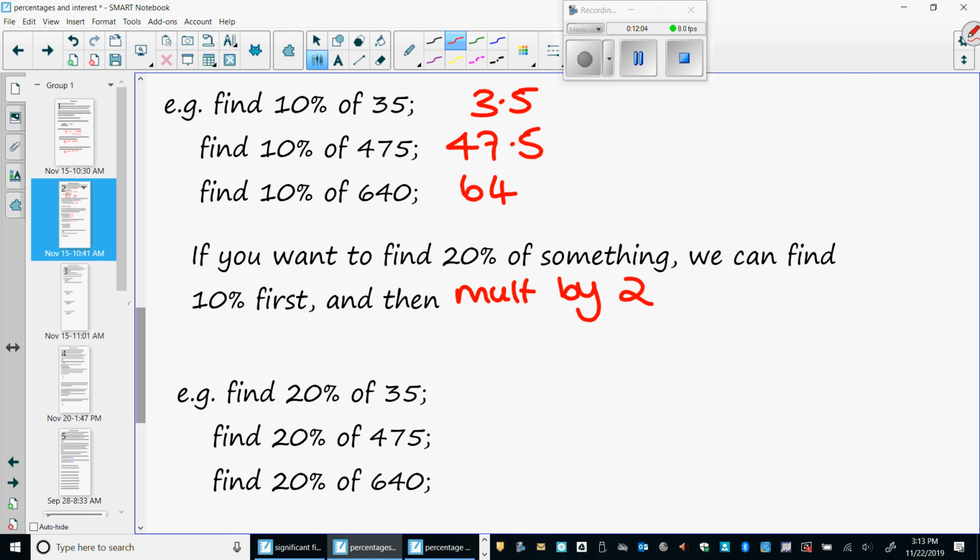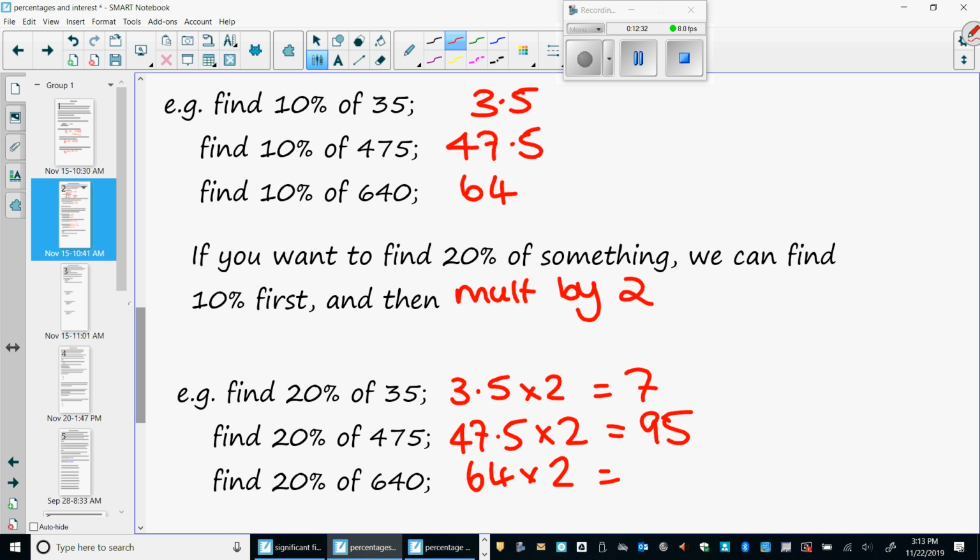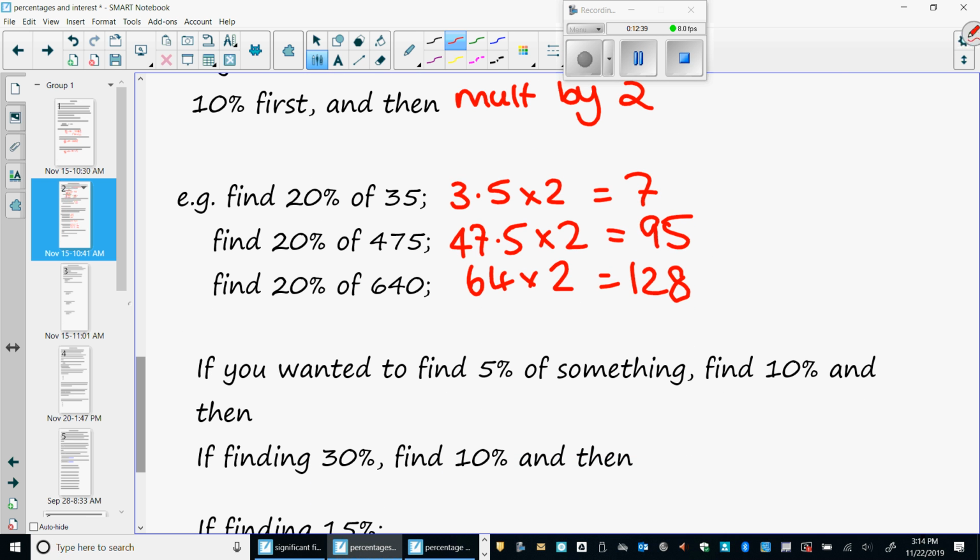So, 20% of 35 is going to be 3.5 times 2, which is 7. So 20% of 475 is going to be 47.5 times 2. That's a bit harder, but you've got your calculators to help you. 95. 47.5 times 2 is 95. And 10% of 640 is 64, so 20% would be 128. Lovely, thanks.